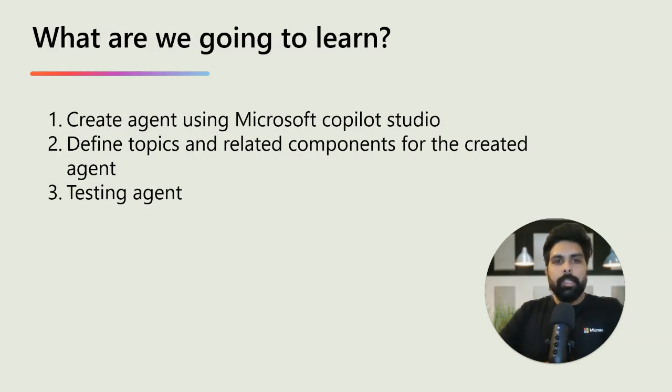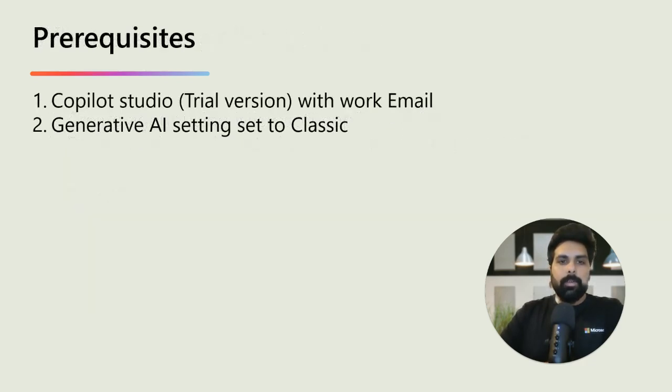So what are we going to learn in this video? We will create a basic agent using Microsoft Copilot Studio, and we will define certain topics in that agent, and then we will be testing the agent, how we can test this. The prerequisite is that you need to have Copilot Studio available. You can do the trial version as discussed in the previous video, and you can enable it with your work email. The generative AI settings in Copilot Studio, we will set up as classic, and why we are doing this, we will be talking about further in future videos.